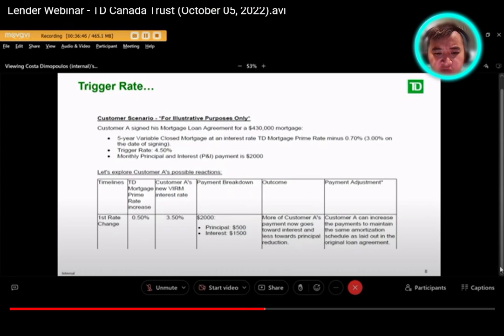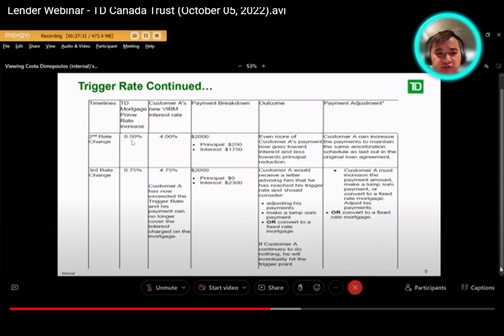So I have an example here from TD. Let's look at a customer who has a variable rate mortgage or static payment mortgage of $2,000 per month at an interest rate of 3.5%. $1,500 is going towards interest, while $500 is going towards principal. Now let's say we see an interest rate hike of 0.5%. So now the customer's new interest rate is 4% because they're not on fixed, so the prime rate still changes. However, their monthly payments are still the same. It's still $2,000, and the principal is now $250 instead of $500, and more money is going towards interest.